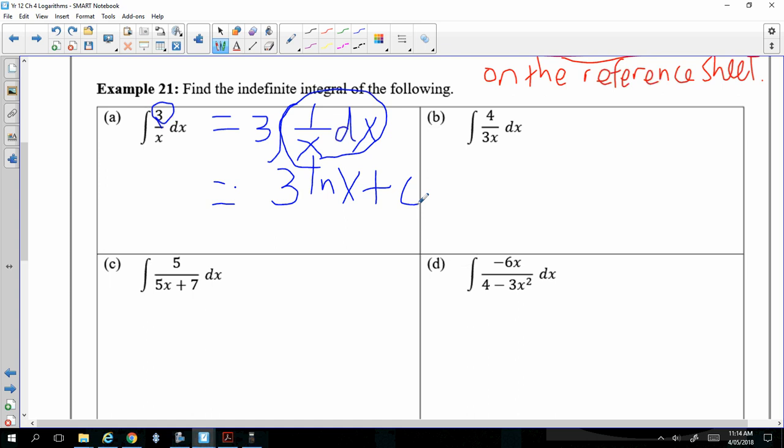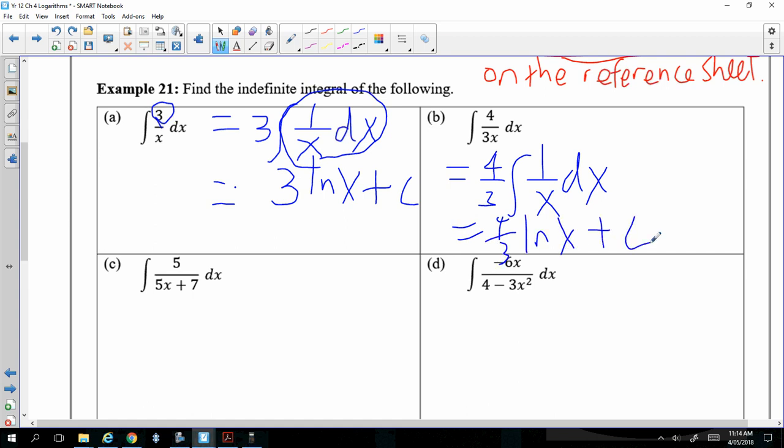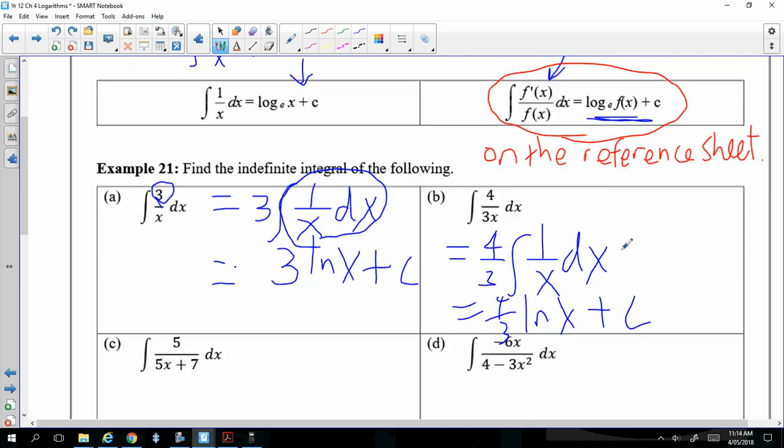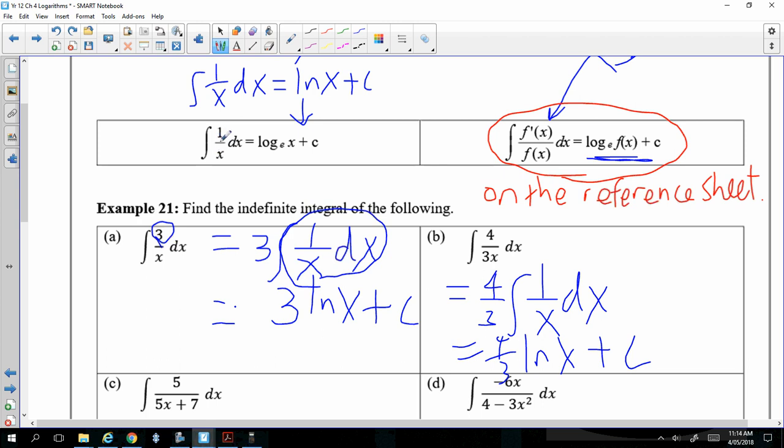Alright, how about the next one? What if you got 4 over 3x? You do the same thing. You just take the 4 over 3 out. So you write 4 over 3 times 1 over x, like that. Any number, you just take it out, then you get 4 over 3 ln x plus c. Because I'm just using this rule, the reversal. When we integrate 1 over x, you get log base e of x, which is ln x.